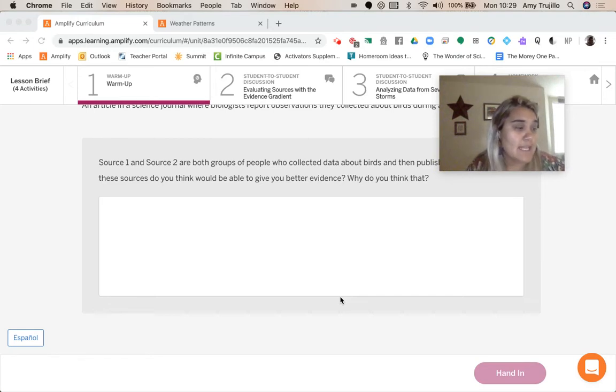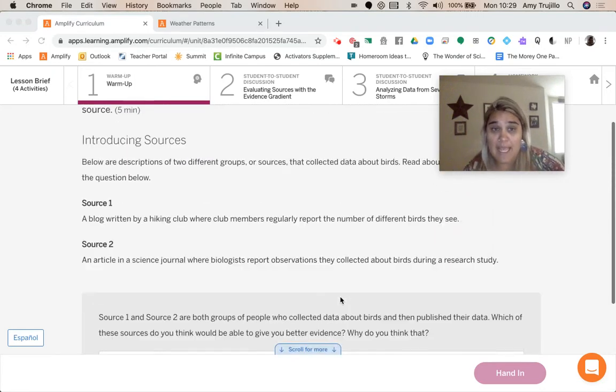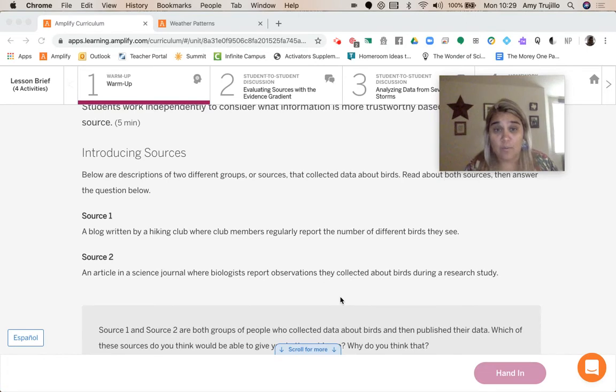So we're looking at these two different evidence sources. One is people who enjoy birds, a hiking club where they report the number of different birds they see, and then the other is a science journal. Offhand, you're probably thinking that source two is the better source because it's in a science journal, it's by biologists, and they record observations they collected during their research study. And we have to think about source number one. Why is source number one not as strong as source number two?